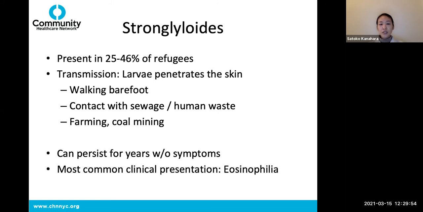The transmission is larva penetrating into the skin. So if you're walking barefoot, you have contact with sewage, human waste, farming, coal mining. So people more from the countryside might be prone to getting strongyloides. And it can persist for years without any symptoms or any abnormalities, and one day just show up. So the most common clinical presentation, or how it gets discovered, is eosinophilia.